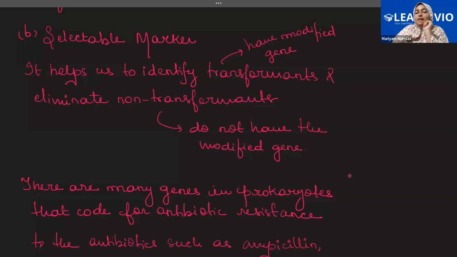Now, the selectable markers help us to identify transformants. Transformants are those that have the modified gene, meaning they have the gene of interest in them. All those vectors in which you have put the gene of interest are transformants, and the ones in which you have not are non-transformants. With the help of selectable markers, you can identify transformants, and because of that you can eliminate the non-transformants, because they are of no use to you at that point of time.